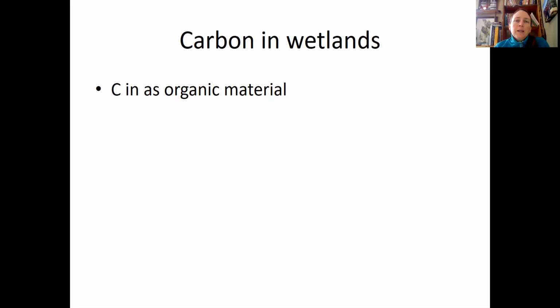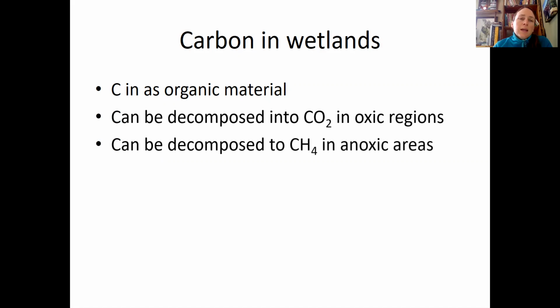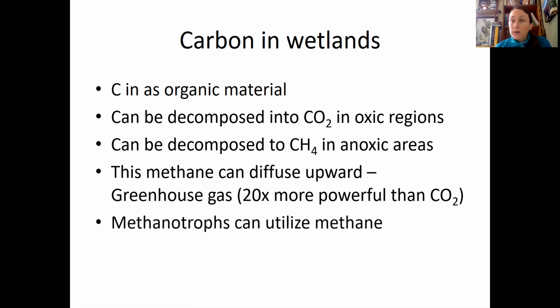Okay, carbon in wetlands. Carbon comes in as an organic material and then can be decomposed into CO2, but only when there's oxygen available, right? It can be decomposed into methane when there's no oxygen available. And then this methane can then diffuse upward. And it's a very potent greenhouse gas. It's about 20 times more powerful than CO2. So it is a really big problem, but it's also a natural source.